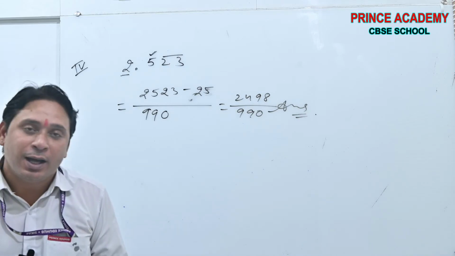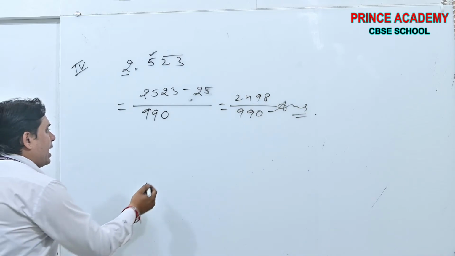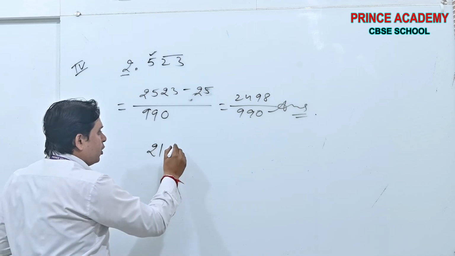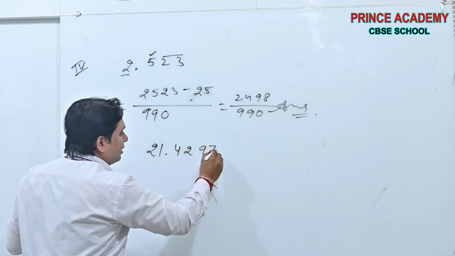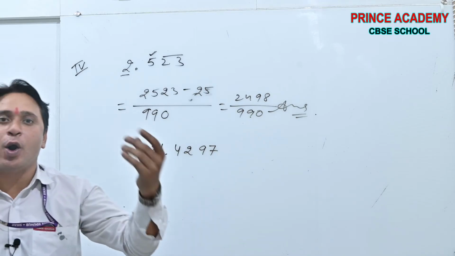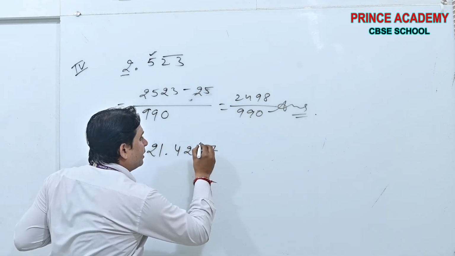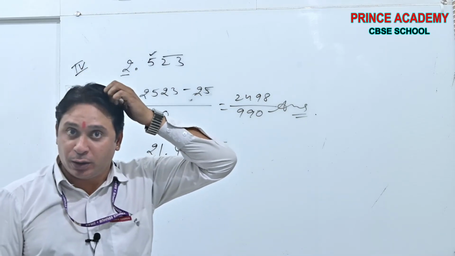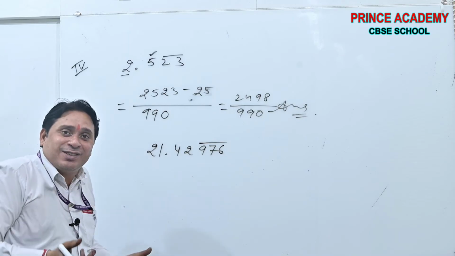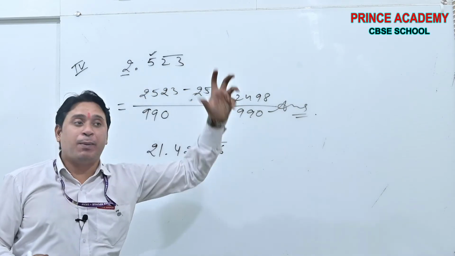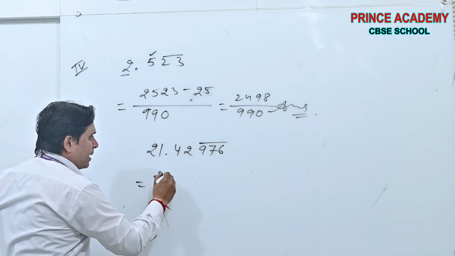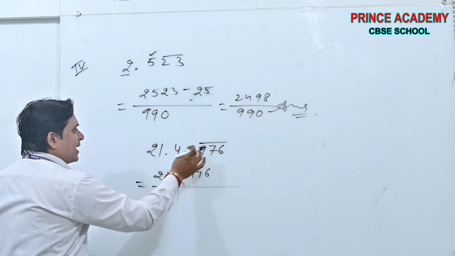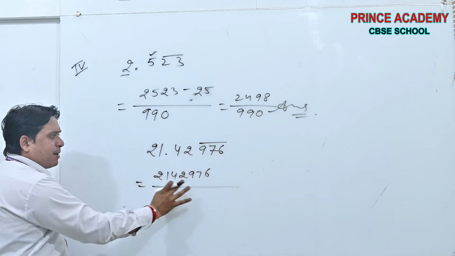Yes or no? Let me give you one example. See beta, 21.4297 and below 8. I have given you last number. But see, calculation is so simple. Trick is so simple. Write the whole number as it is. Complete number. Remove the decimal and the repeating part. Write the number as it is.